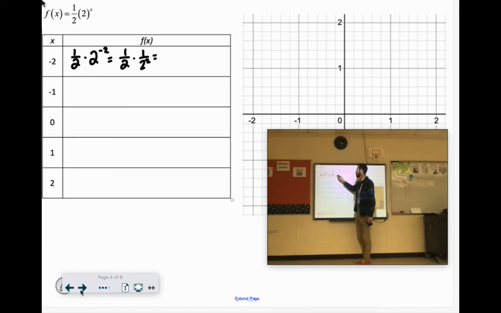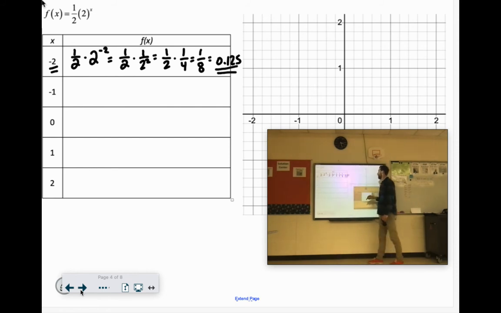And 2 squared is 4. So we have 1/2 times 1/4, which would give us 1/8. And I'm just going to turn it into decimal form. 1/4 is 0.25, so it's 0.125. So our x is -2, our y is 0.125. So we can chuck that on the graph right now. Here's 1/2, here's 1/4-ish. I don't know, there-ish? Yeah, sure. All right, now we'll put in -1.